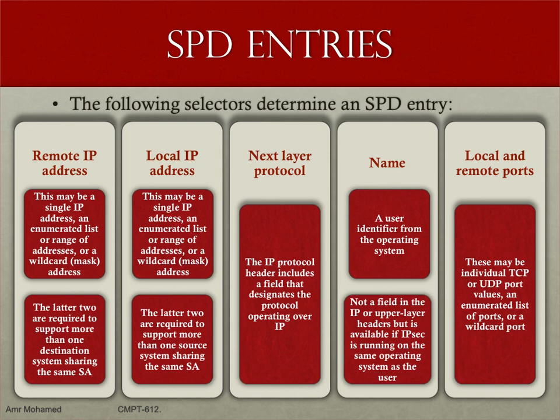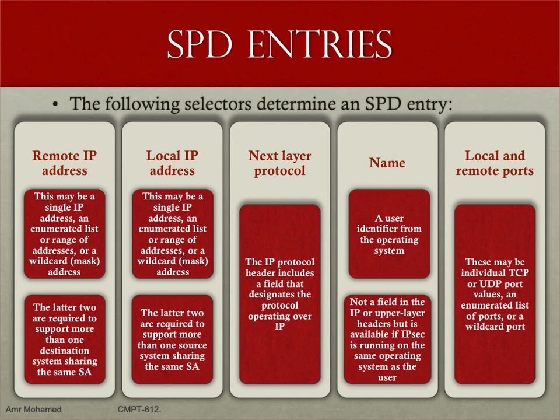Or a next layer protocol, so I can apply this on a particular protocol. So all the TCP traffic is going through this tunnel. All the ICMP traffic, but ICMP doesn't make sense, because ICMP is different. So all the traffic coming from a particular protocol will go through this tunnel. Or a name, which indicates a user identifier. Or local and remote ports. Local and remote ports here identify a particular application.